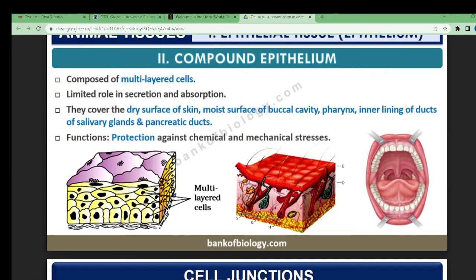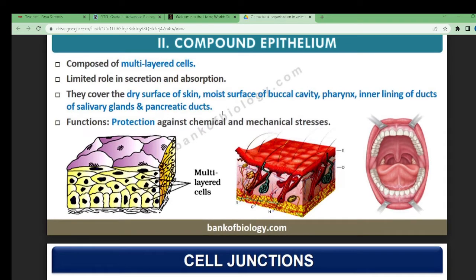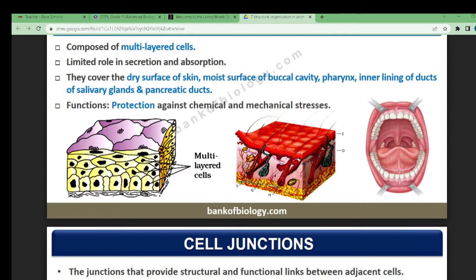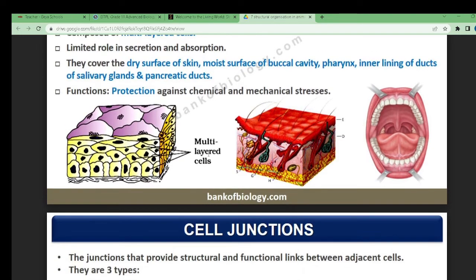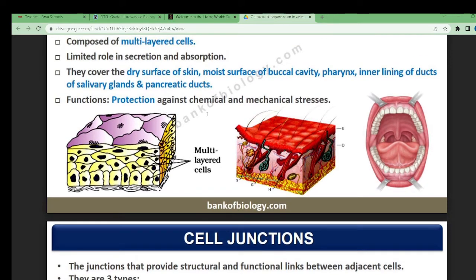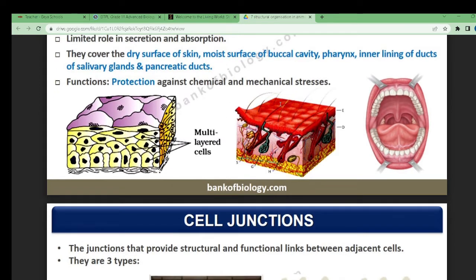They cover the dry surface of the skin, the moist surface of the buccal cavity, the pharynx, and the inner lining of the ducts of salivary glands and pancreatic ducts. So you have to remember that. Their function is protection against chemical and mechanical stress. They generally manage some chemicals, for example some hormones or other chemicals related to the body, and some mechanical stress also.